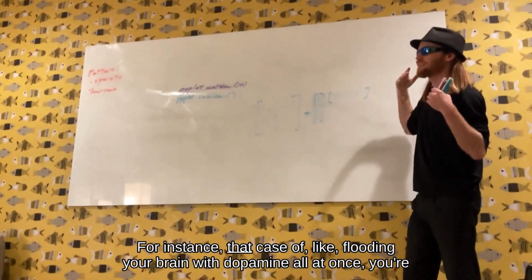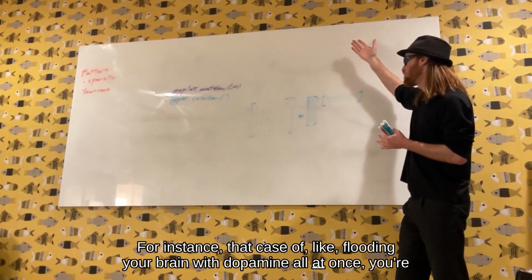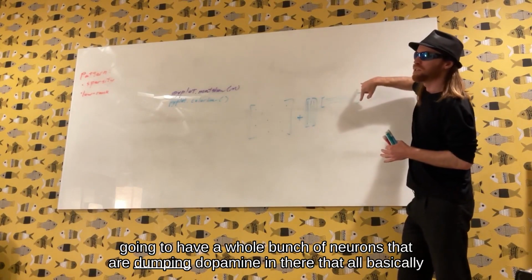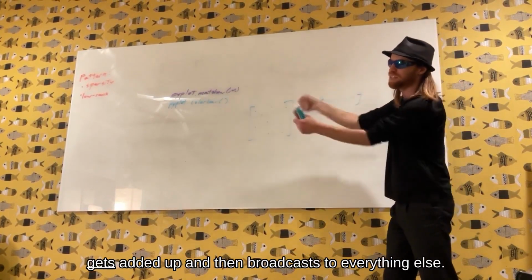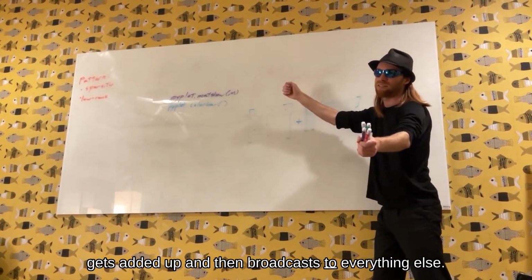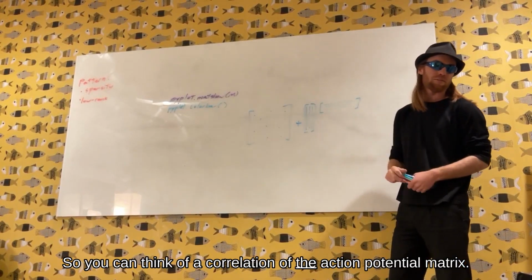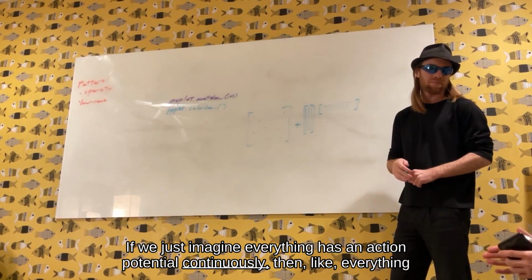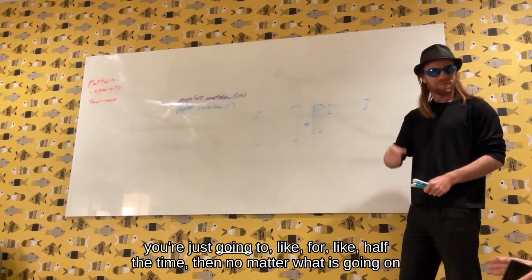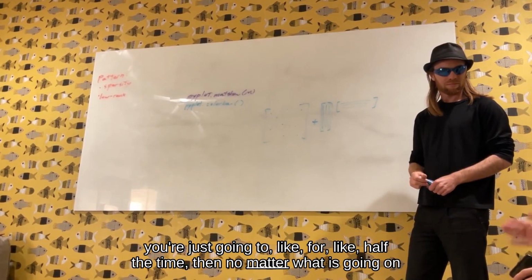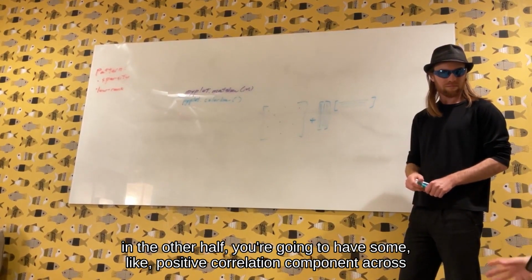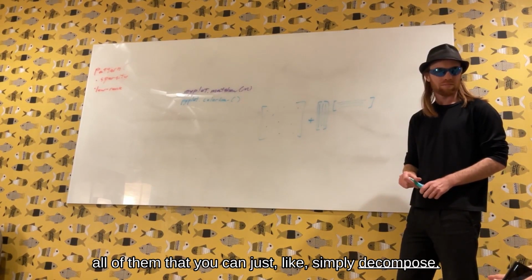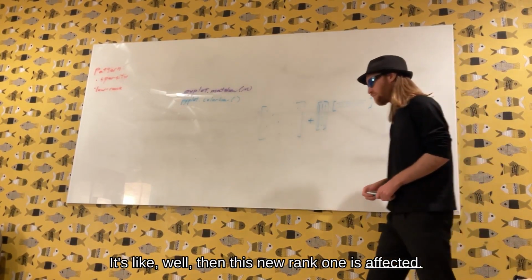For instance, in that case of flooding your brain with dopamine, you have a whole bunch of neurons dumping dopamine in there. That all basically gets added up and then broadcast to everything else. So if we have a correlation of the action potential matrix, and imagine everything has an action potential continuously, then for half the time, no matter what is going on in the other half, you're gonna have some positive correlation component across all of them that you can simply decompose. Will that just be rank 1 or something?